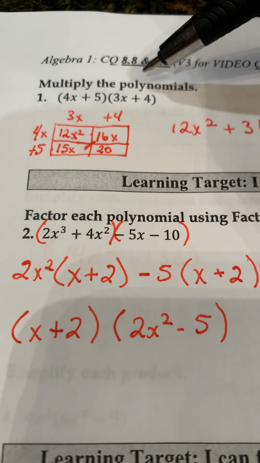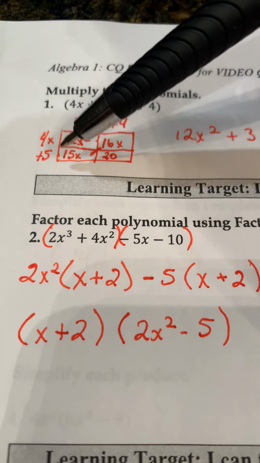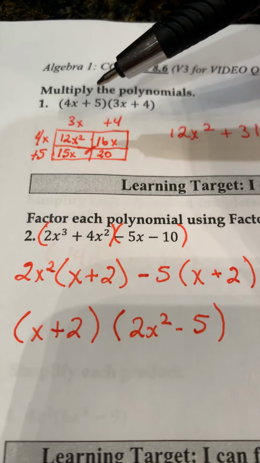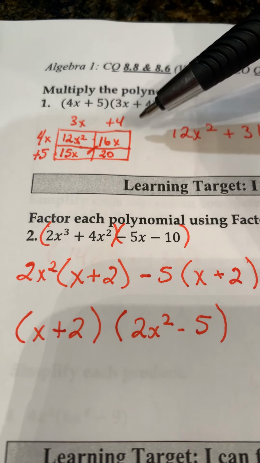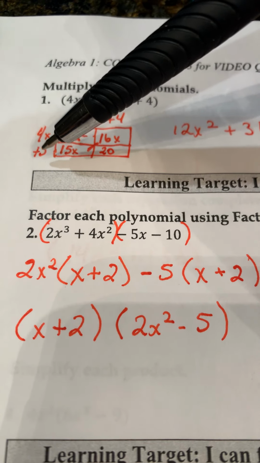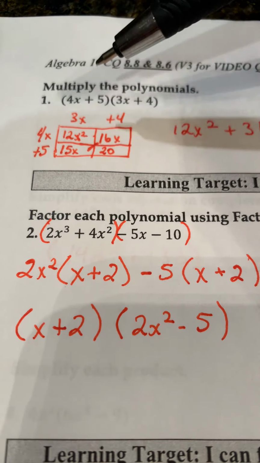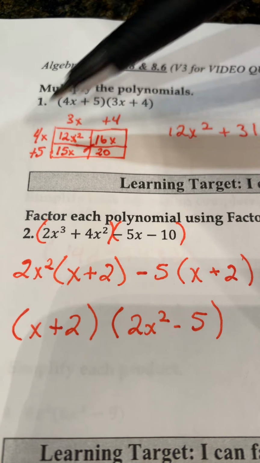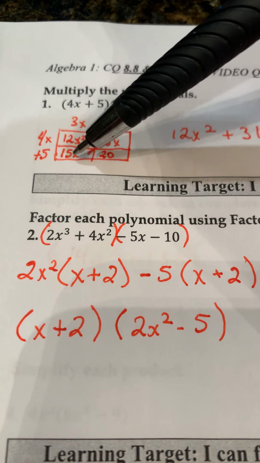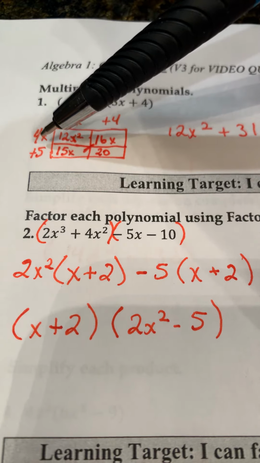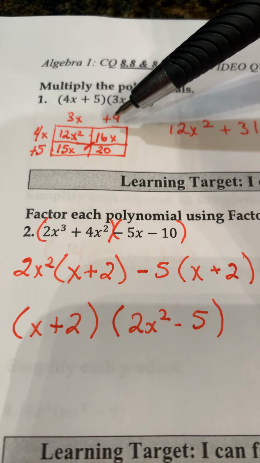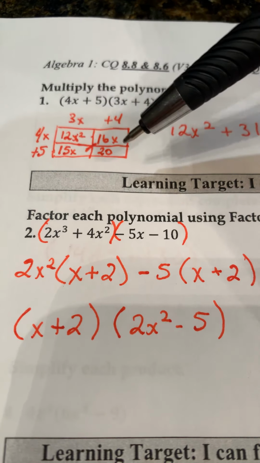To multiply the polynomials, we make a 4-box square. We put the 3x on the top with the positive 4, and then we put the 4x and the positive 5 down along the side. We multiply the 3x and the 4x to get 12x squared, multiply the 3x and the 5 to get 15x, multiply the 4x and the positive 4 to get 16x, and then multiply the positive 4 and the positive 5 to get 20.